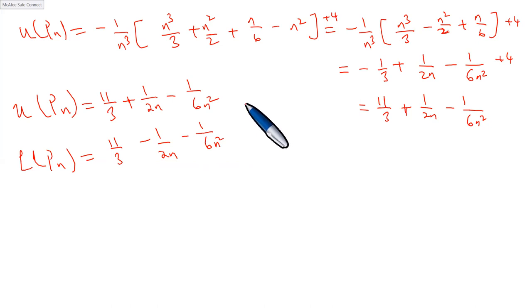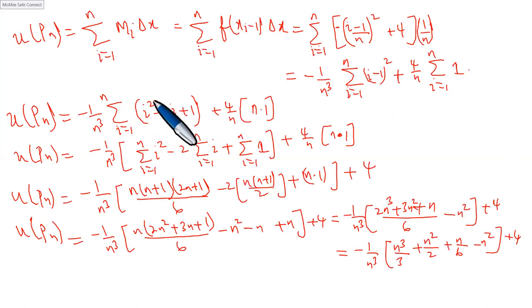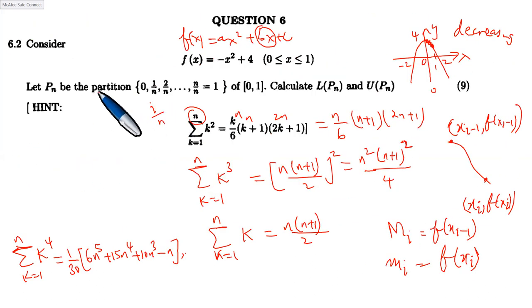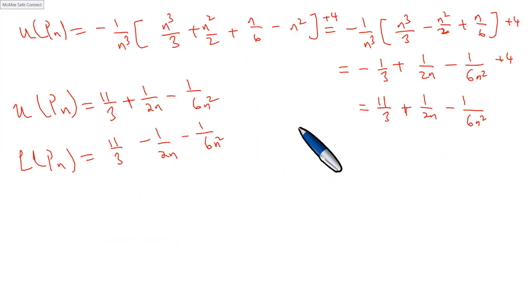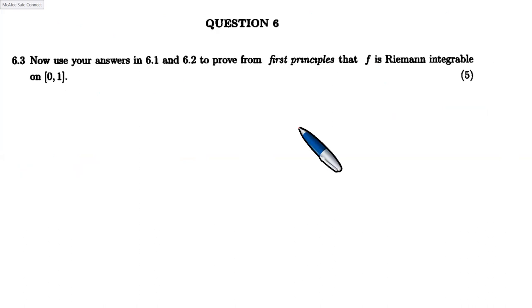The UPN and the LPN, normally they just differ by one term, which is going to be negative, and the rest of the terms will be the same. So you can see the middle term is the one that is negative in the lower Riemann sum, and it's positive in the upper Riemann sum. Okay, we were to calculate LPN and UPN. We've just done that. Now use your answers in 6.1 and 6.2 to prove from first principles that F is Riemann integrable on that interval.